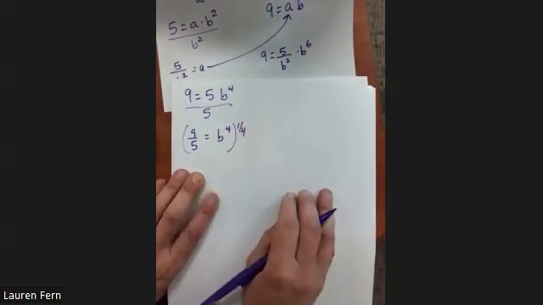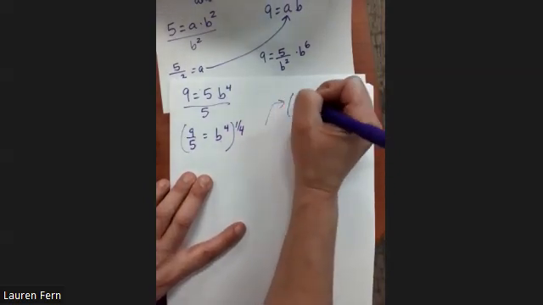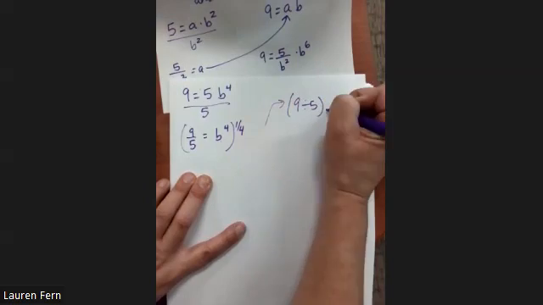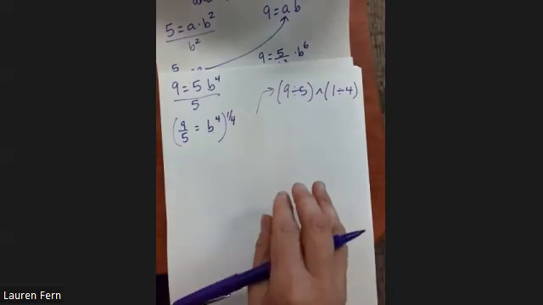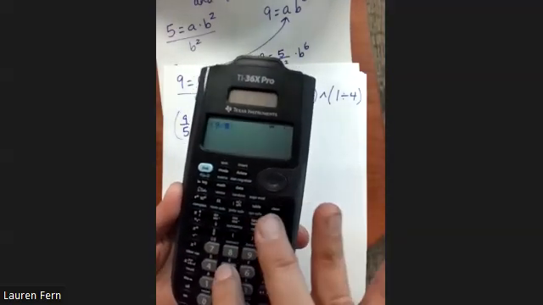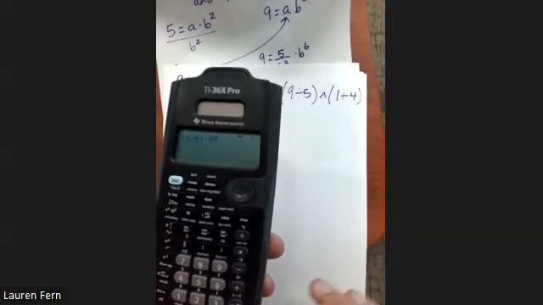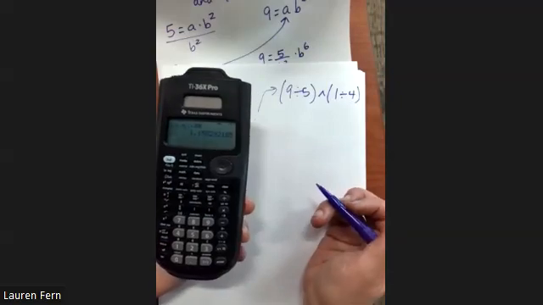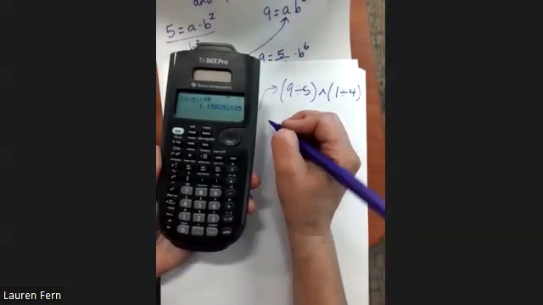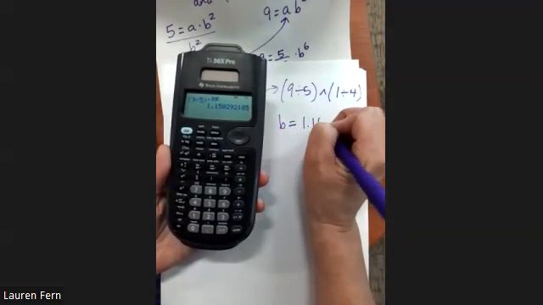Raise both sides to the 1/4 power. In other words, if you were putting this in your calculator, in case this helps you at all, 9 divided by 5 raised to the 1 divided by 4, or you could just put 0.25. So if I do that, 9 divided by 5, and I raise that to the 1/4 power, and I'm going to go 2 decimal places just because that's kind of my mode. Do you agree we get b is 1.16?